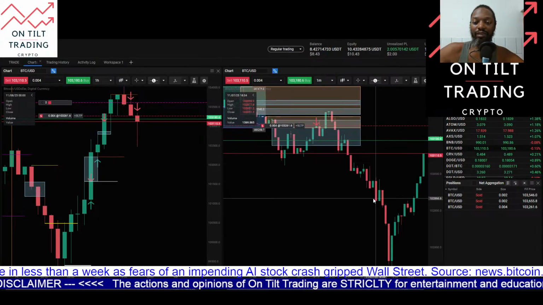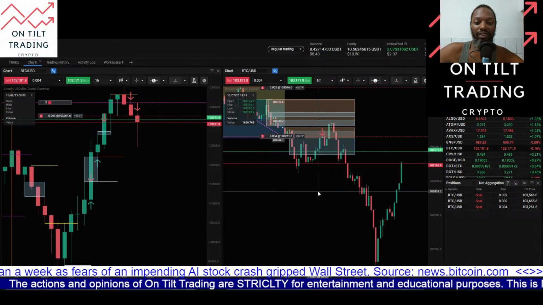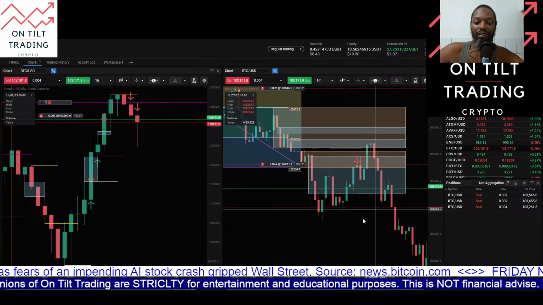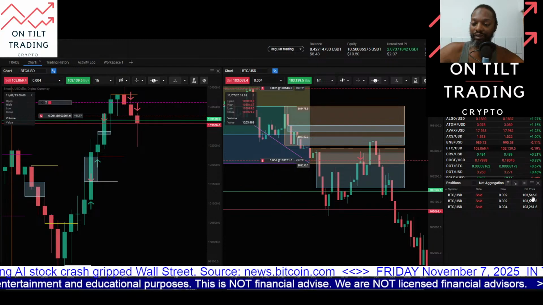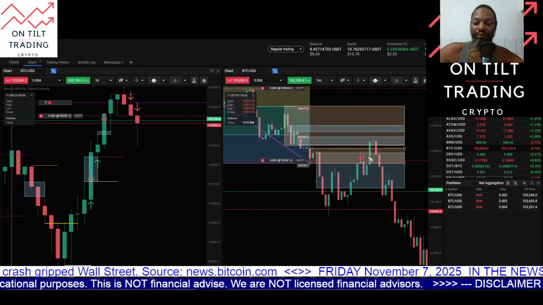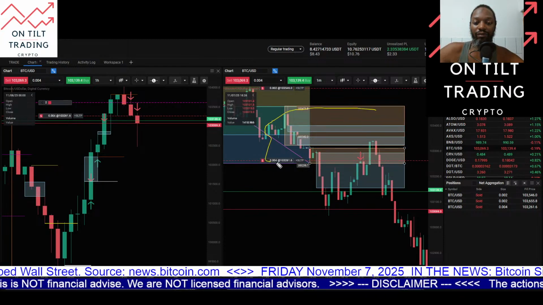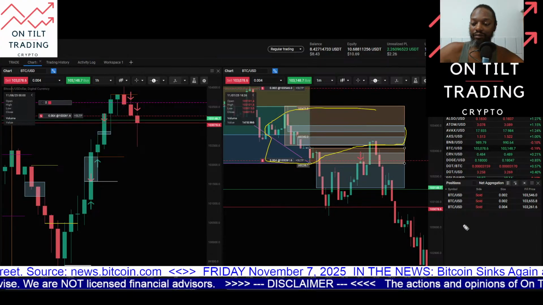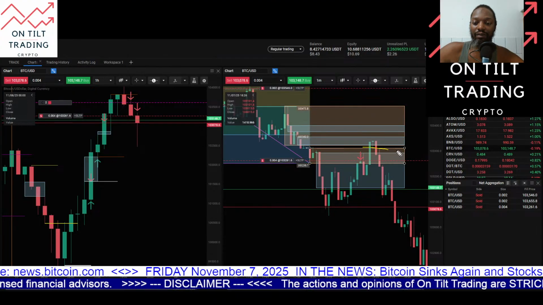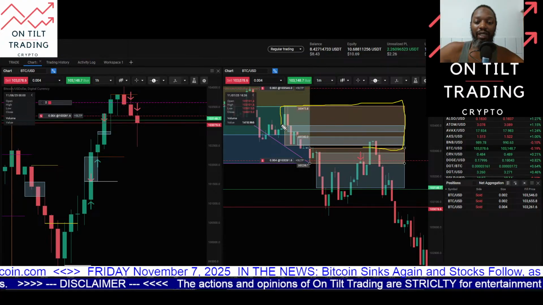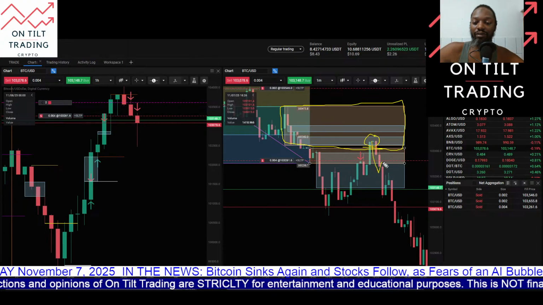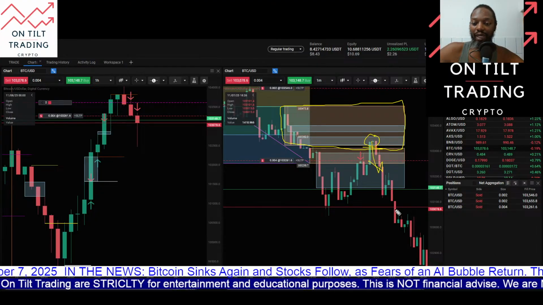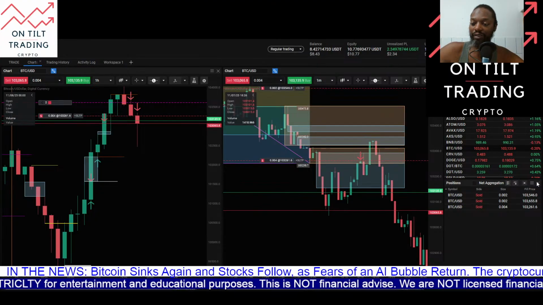If I zoom in, then you'll see that price traded back into that higher area here, into this order block here. Price traded into this higher order block, this large order block right here, before reversing back and delivering price to the sell side.